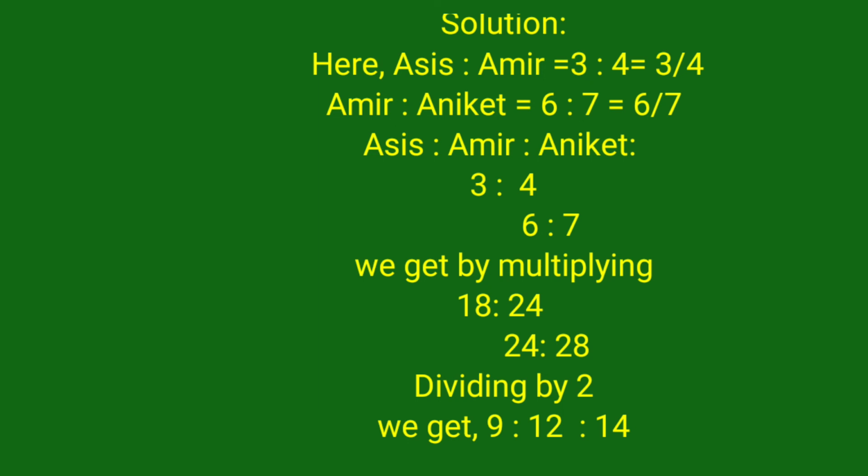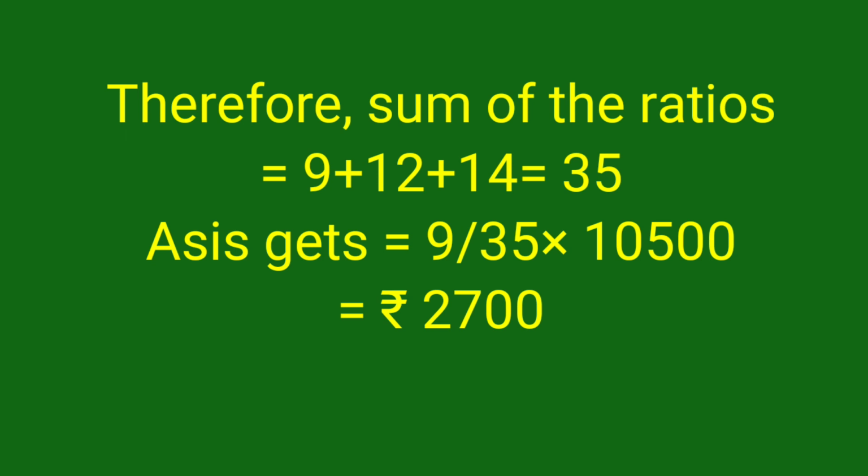Knowledge of the multiplication table is very necessary. So I suggest you learn the tables from 2 to 20 almost every day to become a master of mathematics. Therefore, the sum of the ratios equals 9 plus 12 plus 14 equals 35. So how much does Ashish get? 9/35 into 10,500. When you cancel 10,500 by 35, how much are you getting? You are getting 300. So 9 3s are 2,700 rupees.